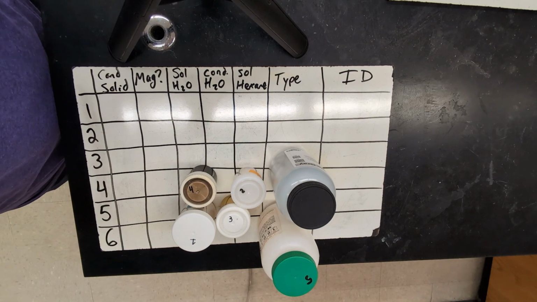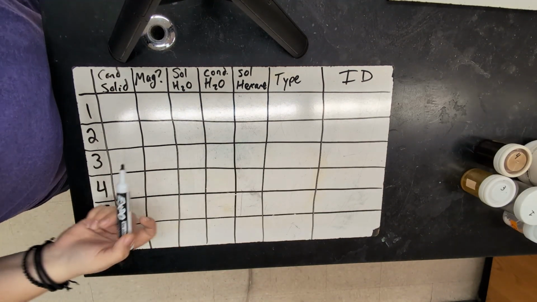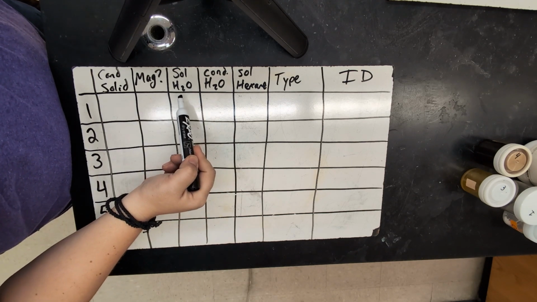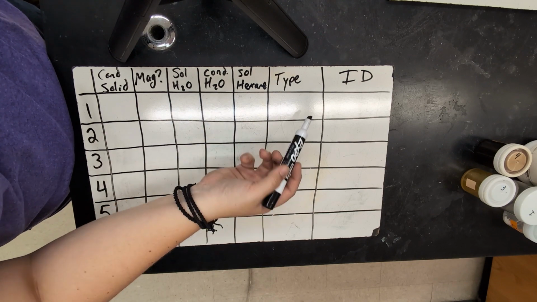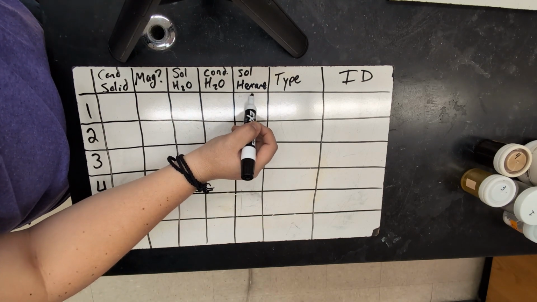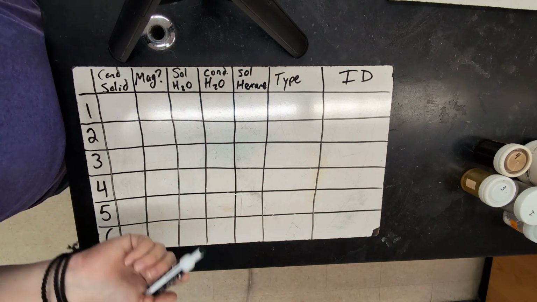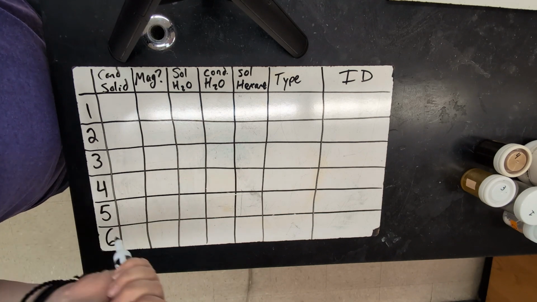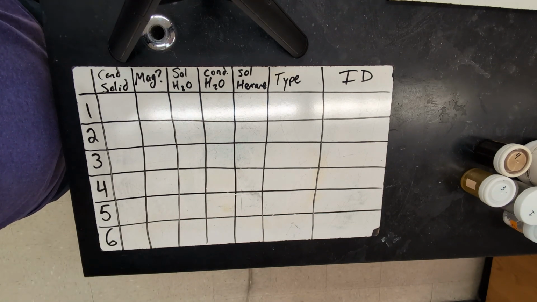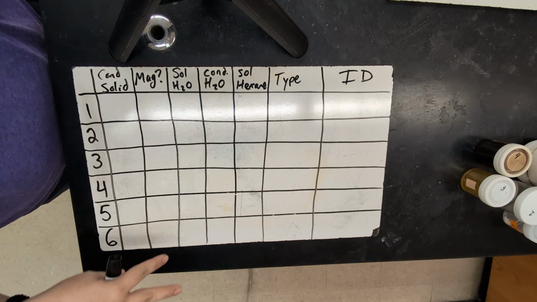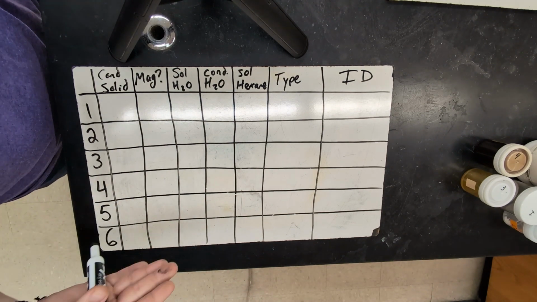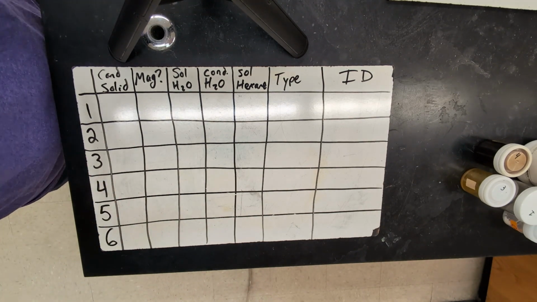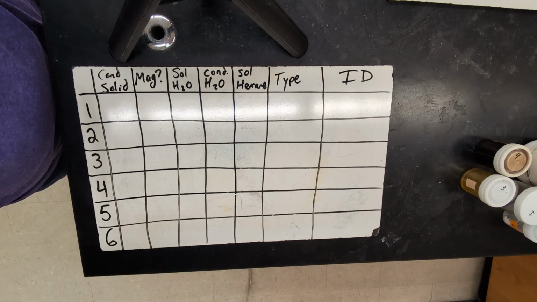Now, the 5 tests that we're going to be performing are conductivity as a solid, magnetism, solubility in water, conductivity in water, and solubility in hexanes, which is a nonpolar solvent. And the types of compounds present are metallic, ionic, polar covalent, and nonpolar covalent. So we're going to try to use these tests to figure out which one's which. You could possibly do melting point as a way to help us figure out the type of solid, but it's not entirely necessary to distinguish between the 6.